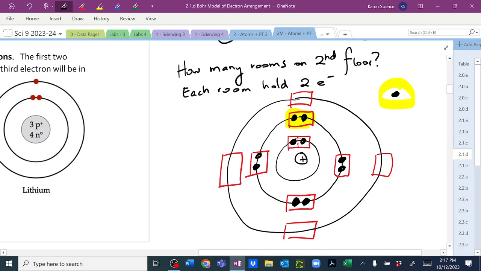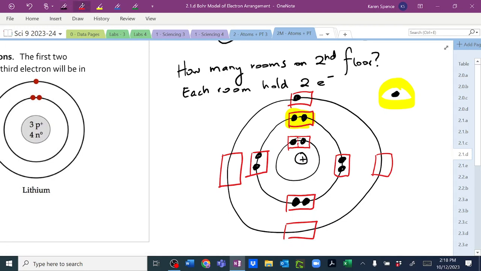My left is here. Like left. Hard to remember sometimes. Once you have those 8 electrons, it's full. Yes? Where does the next electron go? 3rd floor.